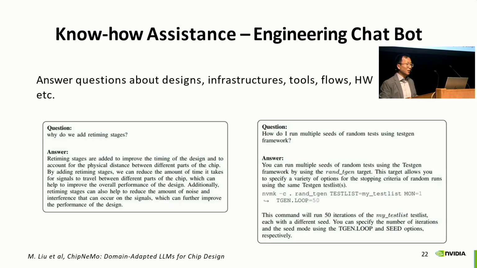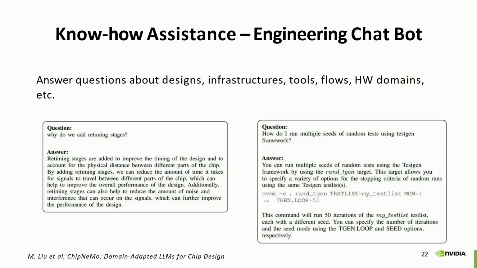This is another example of how know-how assistance works. We build an engineering chatbot to provide knowledge to designers. The users of this chatbot can ask it any design questions about infrastructures or tools, and it can support general design problems as well as internal design tool usage problems.